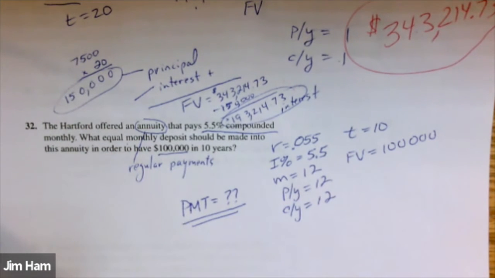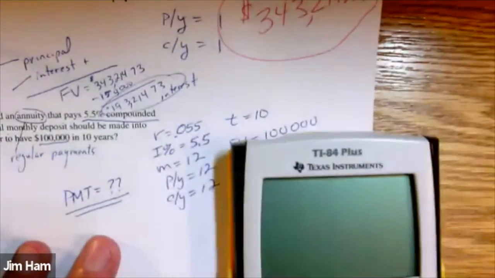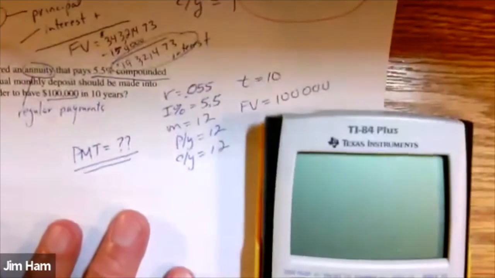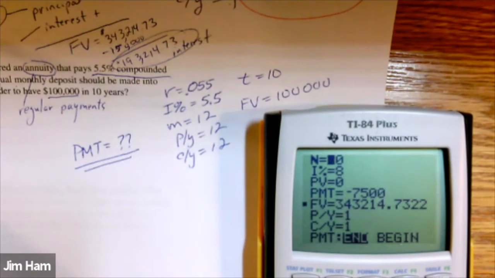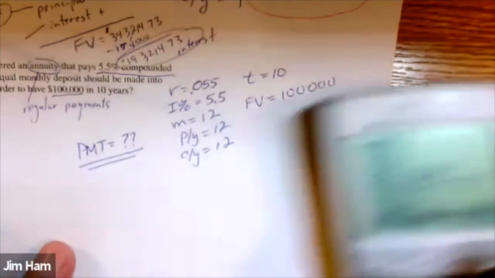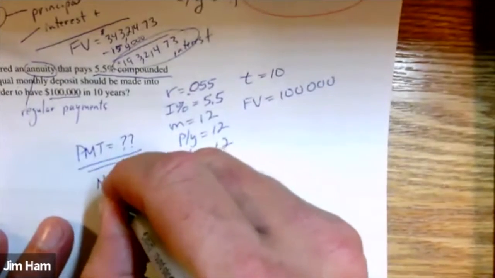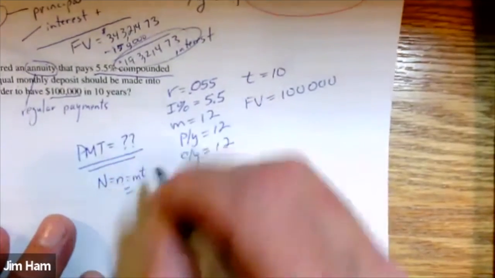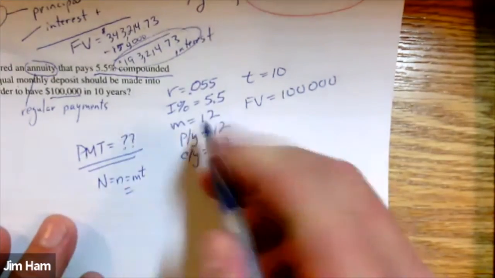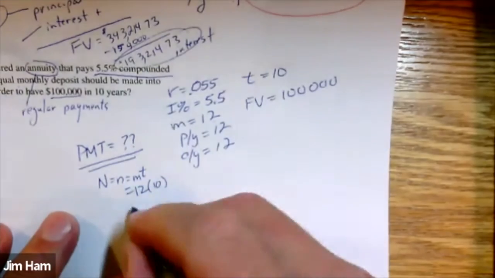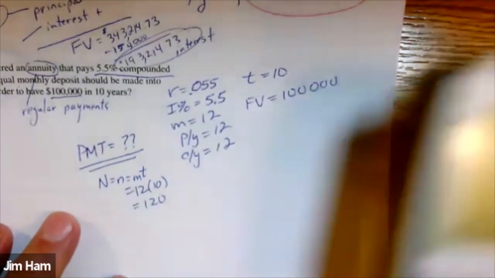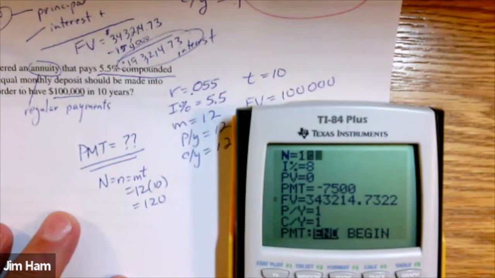And so what should the payment be? Again, I'm going to use the TVM solver to do this problem. Now, the N value is equal to M times T. We know both M is 12 and T is 10, and so that's going to be 120. So you could type in 12 times 10 here or just enter 120.